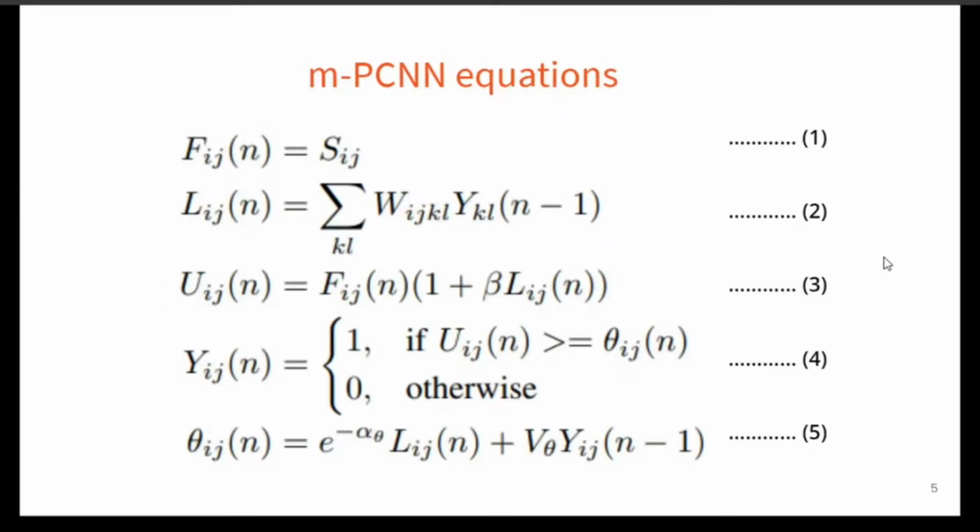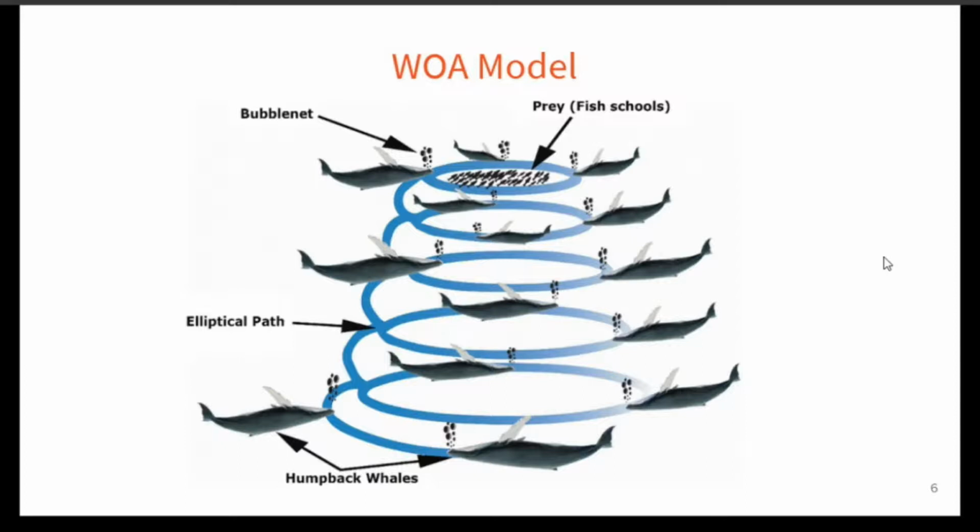Moving on, we have here the governing equations for the m-PCNN model. Now, the Whale Optimization Algorithm, WOA, which mimics the social behavior of humpback whales, was inspired by the bubble net hunting strategy of whales as shown in the diagram. This nature-inspired algorithm was originally tested by 29 test functions and 6 structural design problems and seen to outperform other well-known optimization algorithms such as genetic algorithm, particle swarm optimization, and quantum particle swarm optimization.